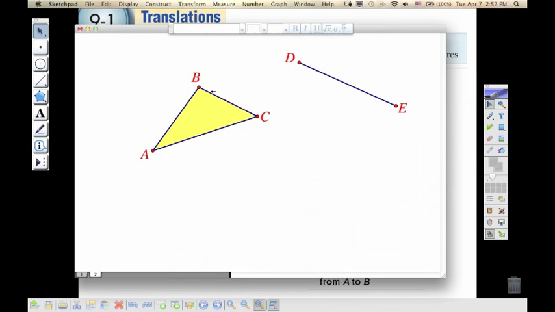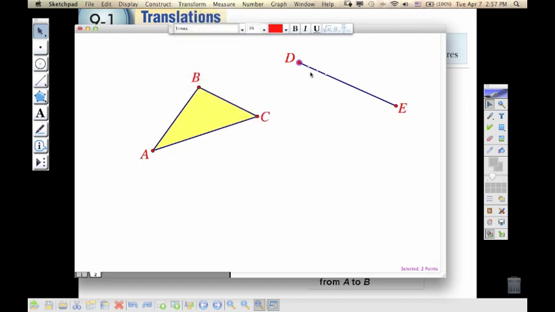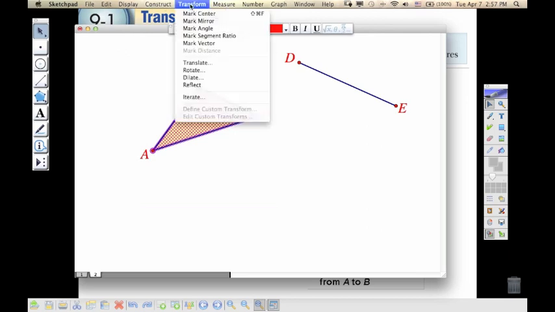So here is an example where I have a triangle and I have some vector. If I want to translate this by that vector following D to E, I'm going to choose D and then E. That's going to give me a direction, and the direction is important with a vector. And I'm going to go to Transform and mark a vector. Notice that little flash there shows we're going from D to E. And now I'm going to highlight my figure, my triangle, and I'm going to transform it by a translation.